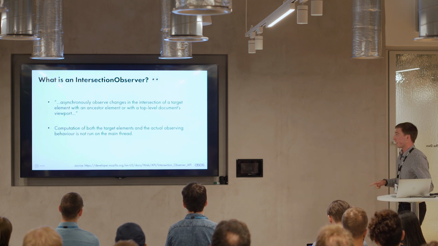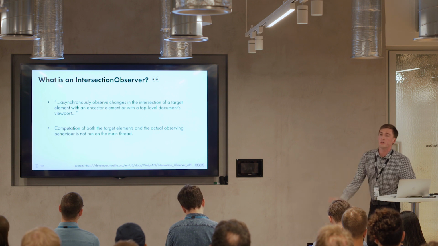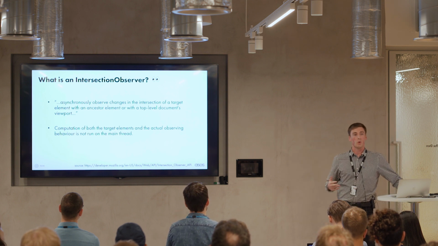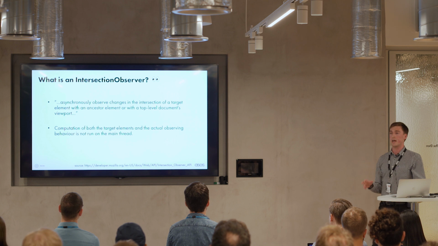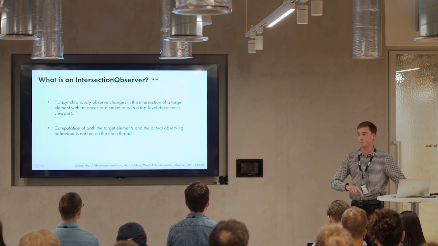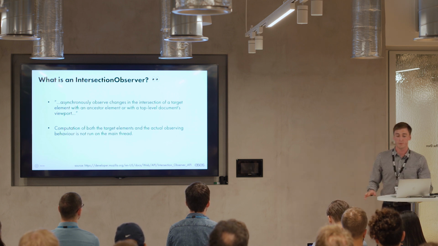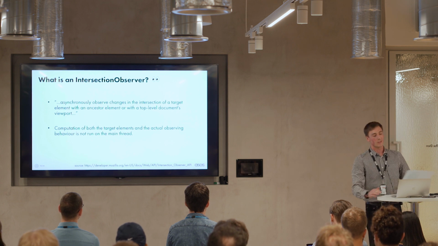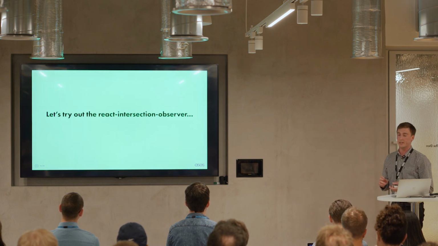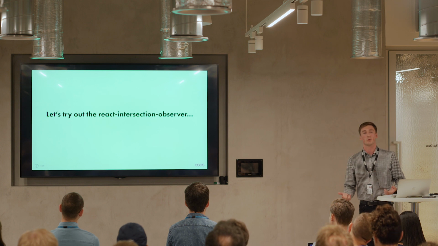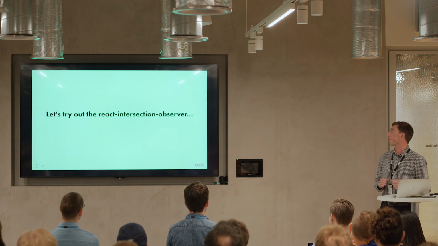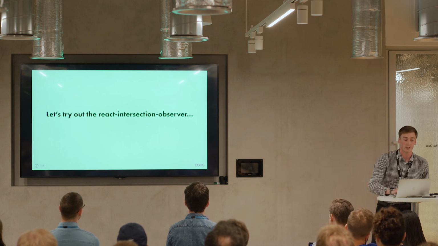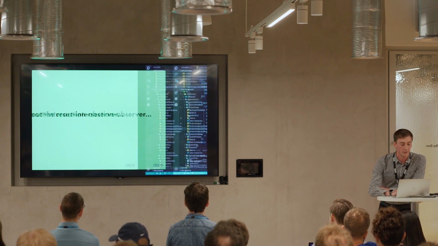And the important point to make with an intersection observer, unlike scroll event listeners, etc., is that all the calculation and event handling is done off of the main thread. So this makes it highly performant. So what we're going to do is try out another node module. It's a lot easier if it's already been done, that uses an intersection observer in this style.